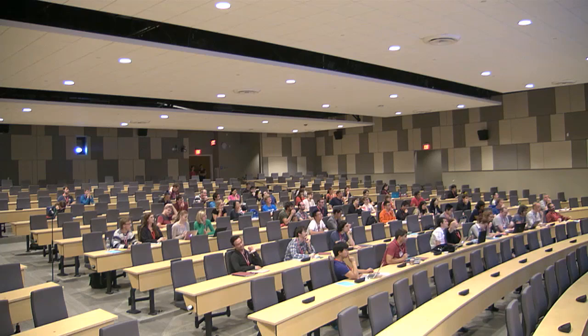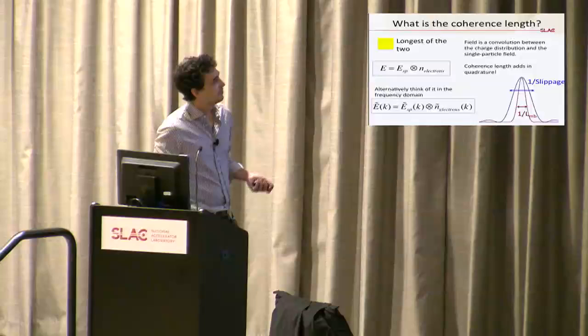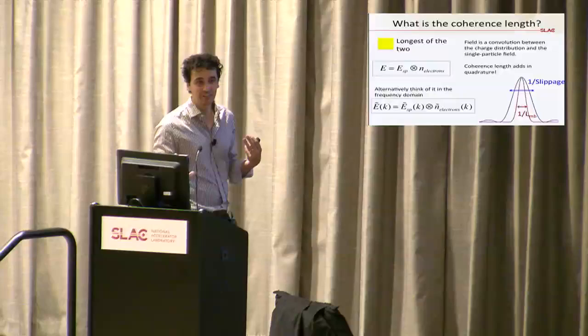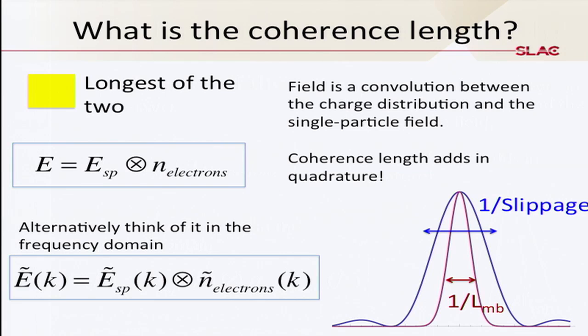And there's an easy way to see this. The easy way is to think of your radiation field as a convolution between your charge distribution and the single particle field, right? So when you convolve two things of different lengths, the end result is always something with a length that's on the order of the longest of the two. And for those of you who like to think in the frequency domain, it's exactly the same reasoning, except now it's the opposite. You have the product of the spectrum of the microbunching times the spectrum of the single particle emission.